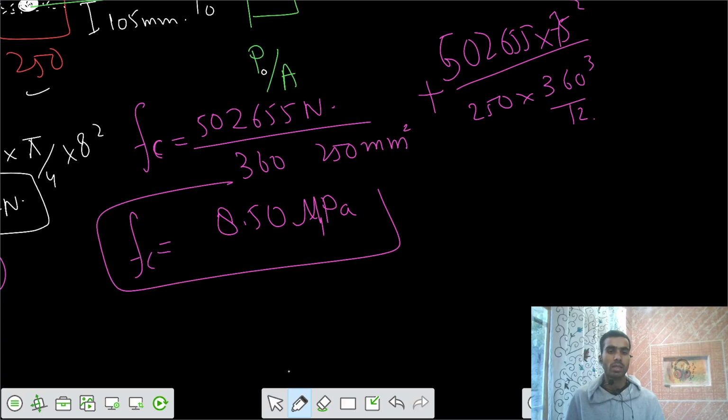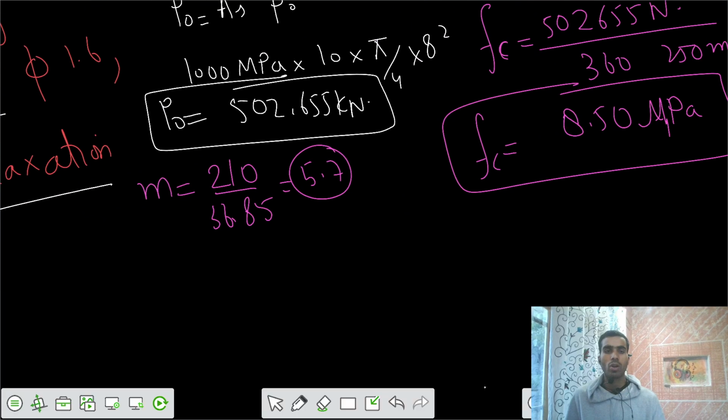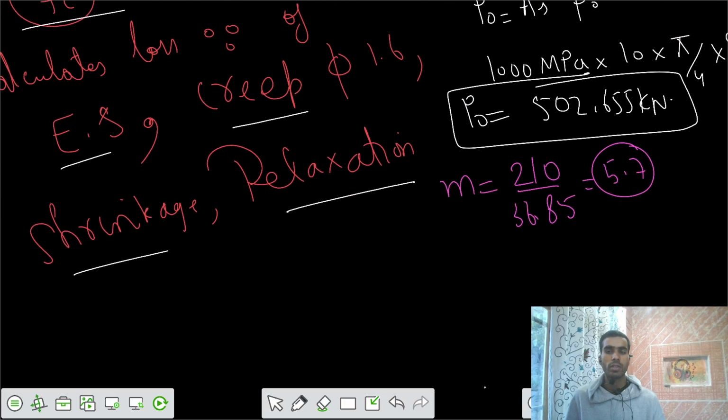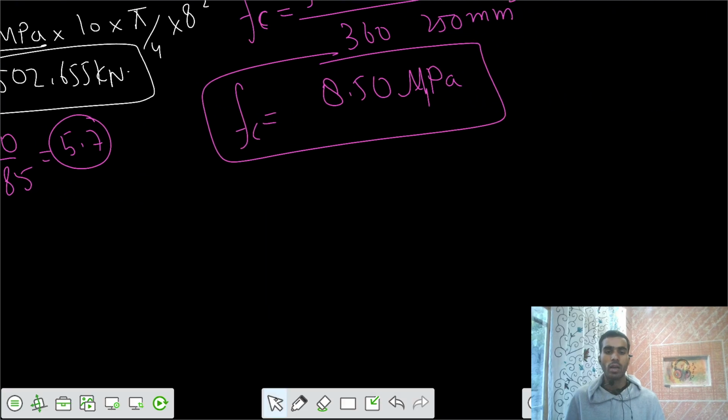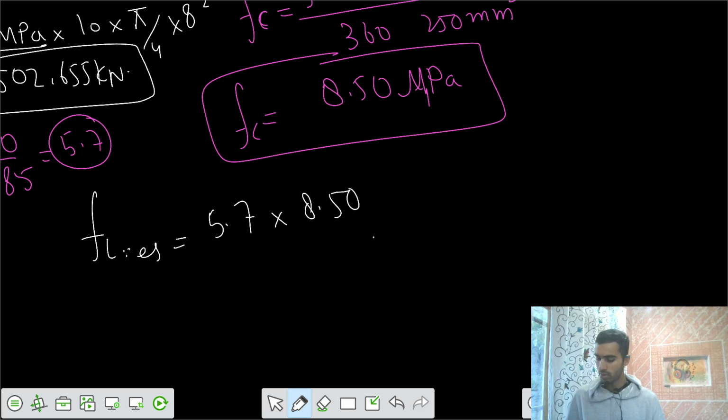8.50 megapascals. And now we want to calculate the losses. First one is the elastic shortening. What is the loss of stress in the steel wires, at the level of the steel wires, because of elastic shortening? That's m times fc. So this is the first one. That's 48.45 megapascals.